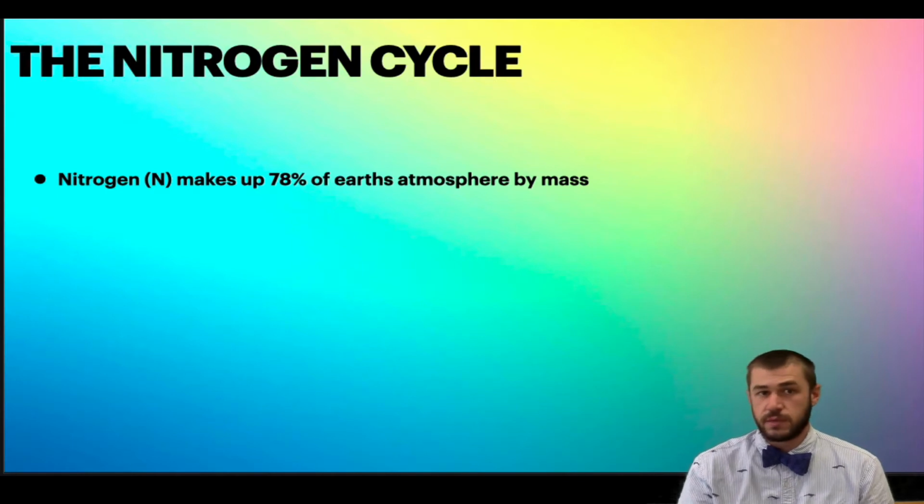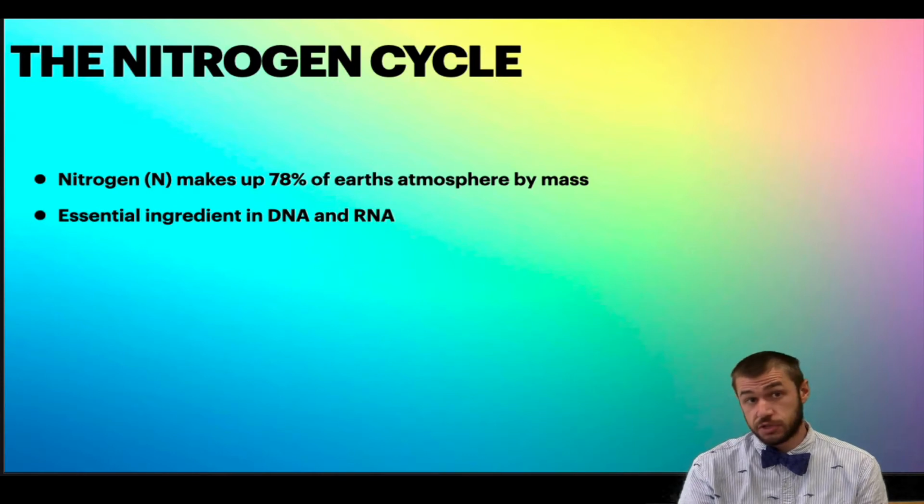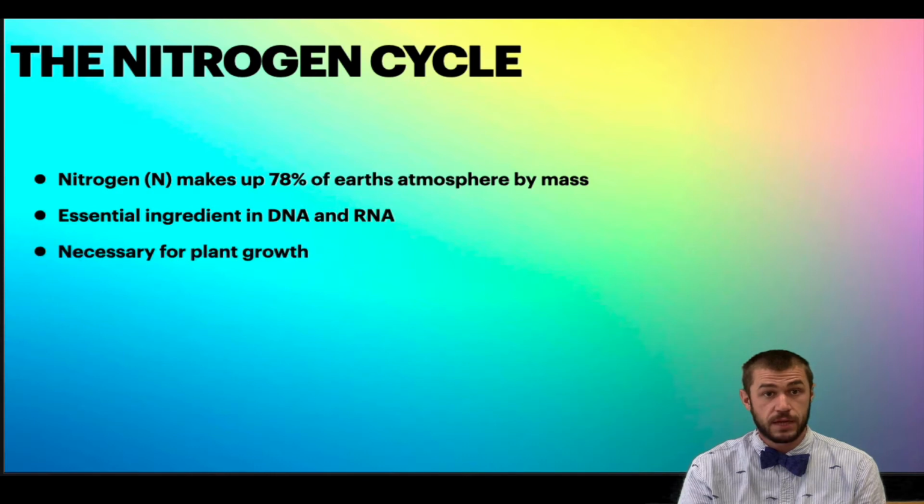So nitrogen makes up about 78% of the Earth's atmosphere by mass, making it like the sixth most abundant element on Earth. It is essential for DNA and RNA and is necessary for plant growth.